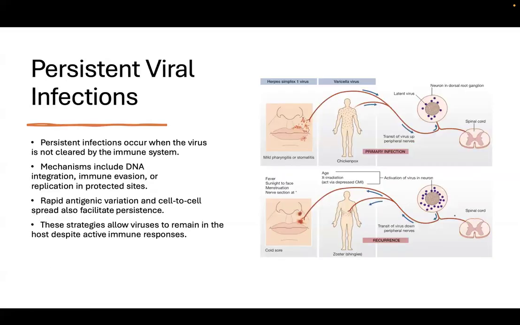And of course, we have a lot of viruses that are persistent. These are viruses that are not cleared by our immune system. They stay there for a lifetime. And for these viruses to be like that, they really need to have some sort of way to do this. How are they able to stay in our body for a lifetime?